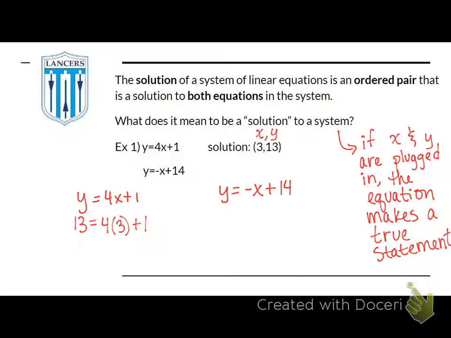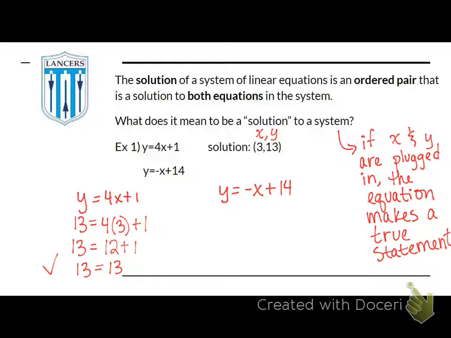Now we need to see if this really makes a true statement. So we are going to simplify the side that has some math to do, which would be the right side. 13, there's nothing to simplify. It stays 13. By order of operations, what do I need to do on the right side first? Multiply. 4 times 3 is 12. Then we add the 1, we get 13. So, did we get a true statement? Yes, we did. Questions?